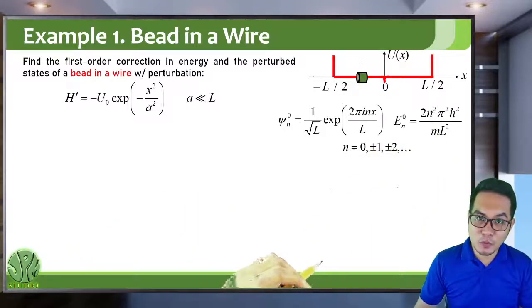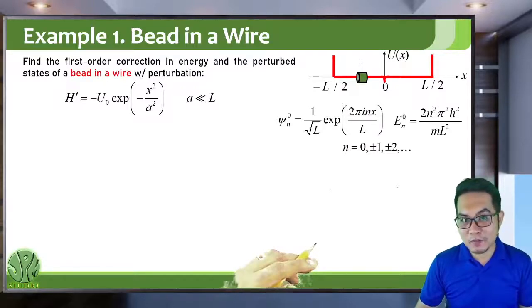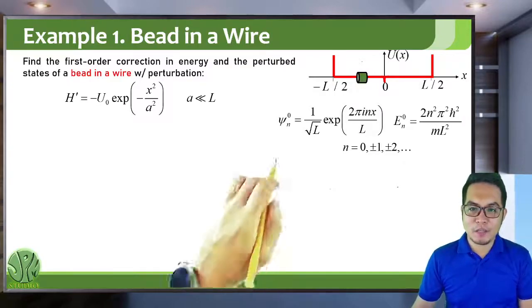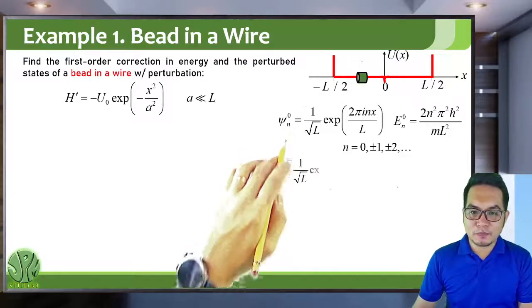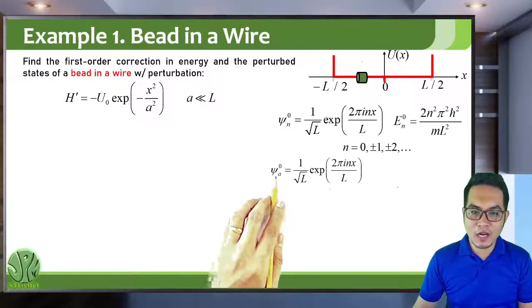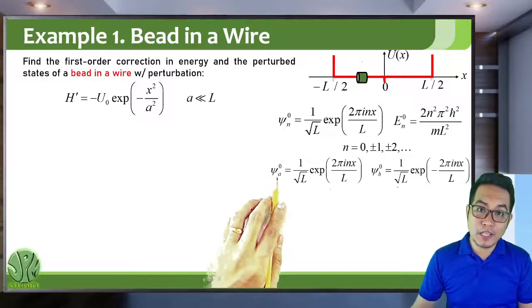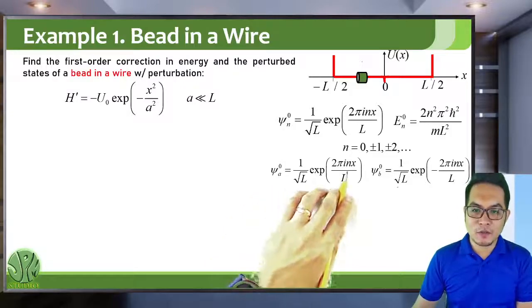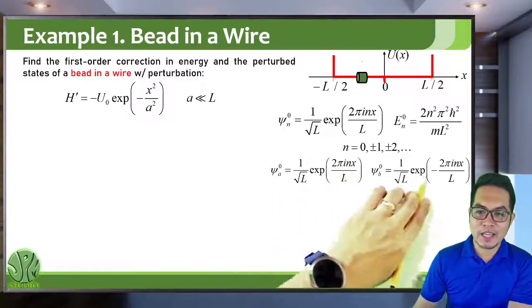It's positive 2, and n is equal to negative 2. They both have the same energy. So meaning, your states now can have doubly degenerate, so twofold. It's twofold degeneracy. So you have positive n and negative n.